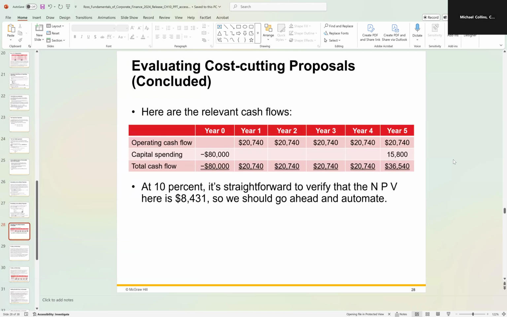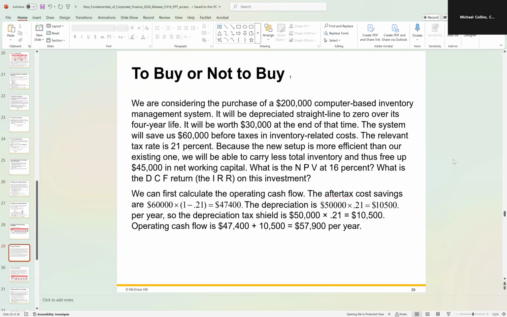Here are the relevant cash flows. Again, I won't read these lines. At 10%, it's straightforward to verify that the NPV here is 8431. So we should go ahead and automate. Again, positive net present value. You should take on that project.